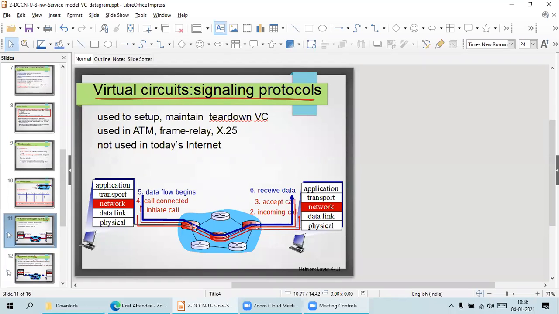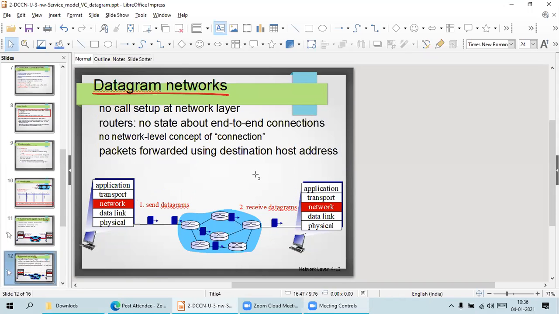Steps 1, 2, 3, 4 are call connection. After call connection, the data transfer and receiving data acknowledgement are not taken care of by your network layer. The data transfer, flow control and other things are taken care of elsewhere. But the virtual circuit takes care of the initial call, incoming call, accepting the call, and call connected, that establishes the VC at the network layer. This is the connection oriented service; the virtual circuit is a connection oriented service.